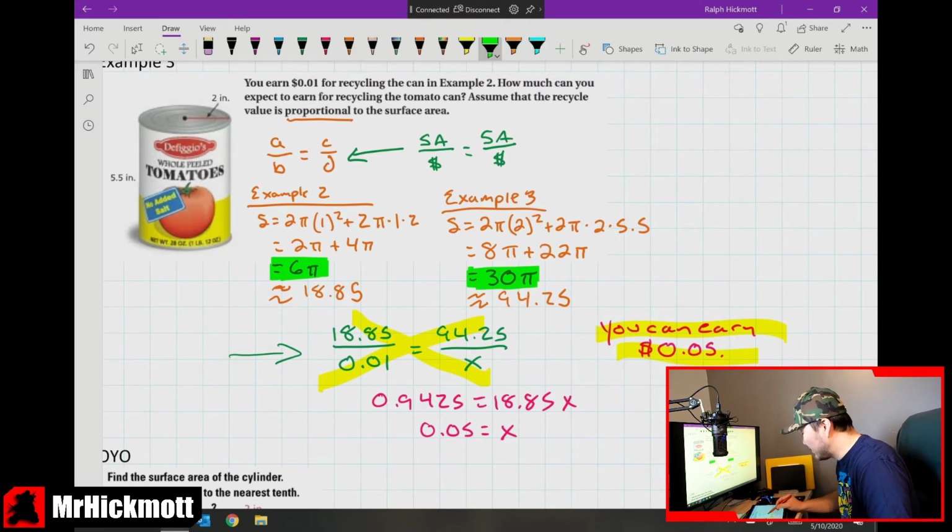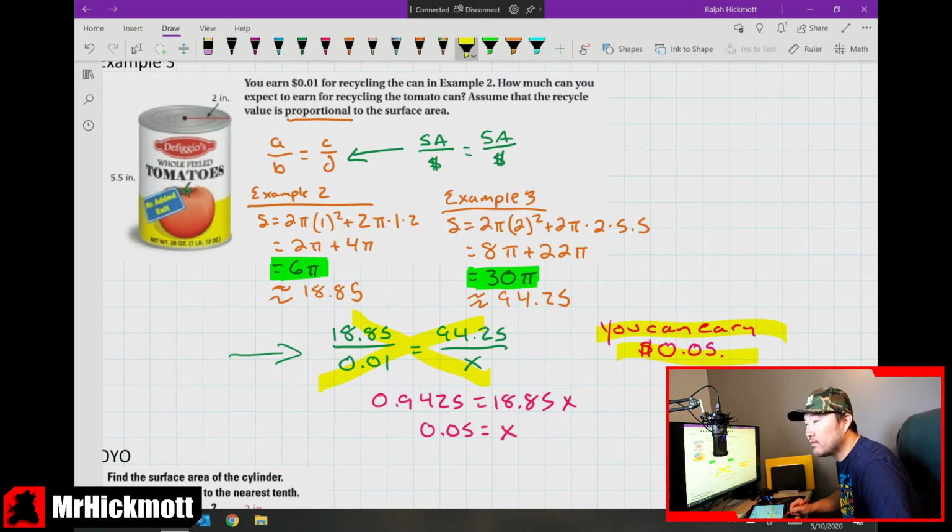So I could have noticed that and just did 5 times 0.01, 5 times 1 penny, and it would have come out to be 5 cents. So the proportions work to prove that answer, but you'll start noticing that sometimes just doing a little bit of thinking of how proportions work can give you a little bit of insight into skipping a bunch of steps. Okay, so once again, 6 pi and 30 pi is 5 times the amount of 6 pi, so we could have got the same answer.